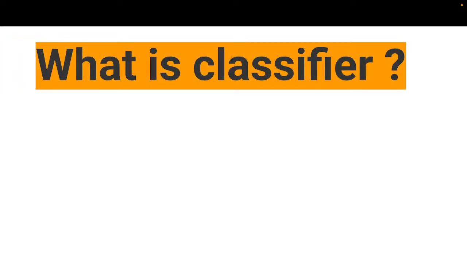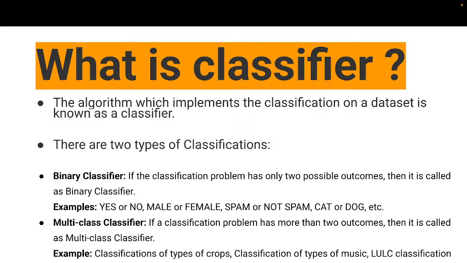So now we talk about what a classifier is. In the Google Earth Engine platform, we have a lot of algorithms for classification. This type of algorithm is called a classifier. The algorithm which performs the classification on a dataset is known as a classifier. Whichever algorithm I apply to my dataset for the classification is called a classifier. Random forest is one kind of classifier. A decision tree is one kind of classifier. Support vector machine is one kind of classifier.